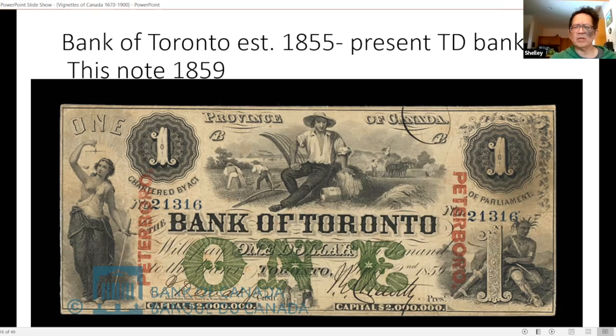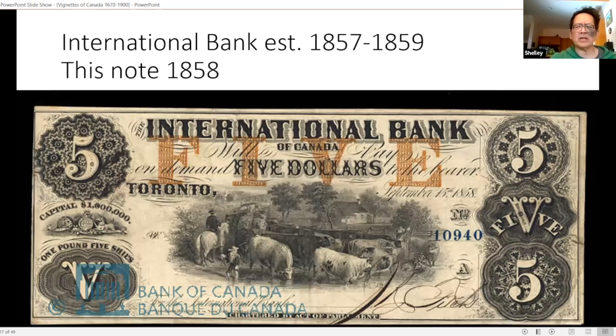So this is the International Bank that I said was very quick, 1857 to only 1859. And this note is 1858. And these are readily available now because it was so short-lived. And again, you've got that split between $5 and £1 5 shillings at that time period.